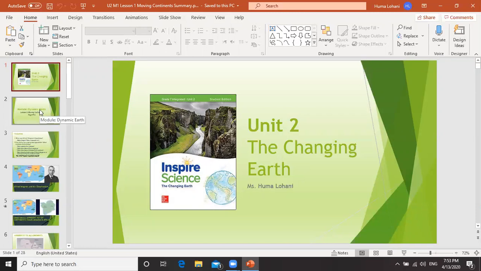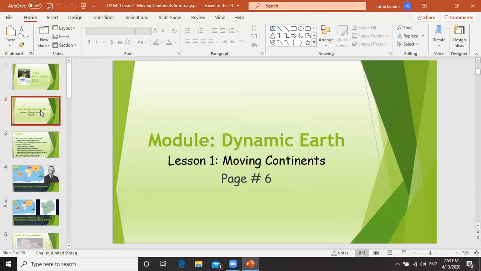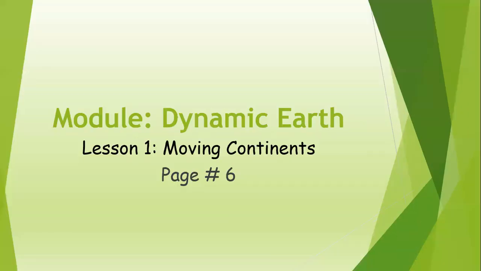So the first module that we're going to talk about is module number 1. The name of the module is Dynamic Earth. And we are going to do lesson number 1. The name of the lesson is Moving Continents. It means that the continents are moving. Is it going to talk about something like that? We will see about that. This is on page number 6 in your textbook, Unit 2.